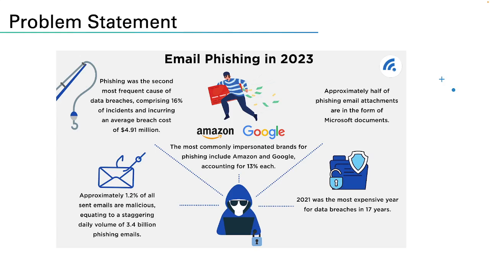Here's the problem. Phishing is the most popular cause of data breaches, consisting of 16% of incidents and incurring a breach cost of $4.9 million. The most commonly impersonated brands are Amazon and Google.